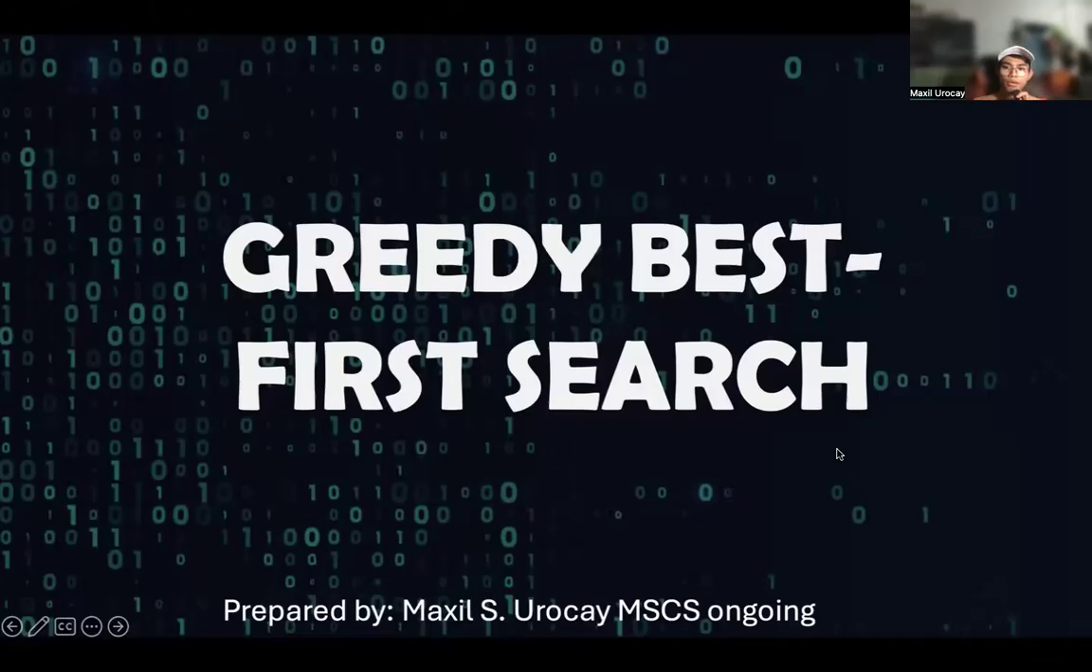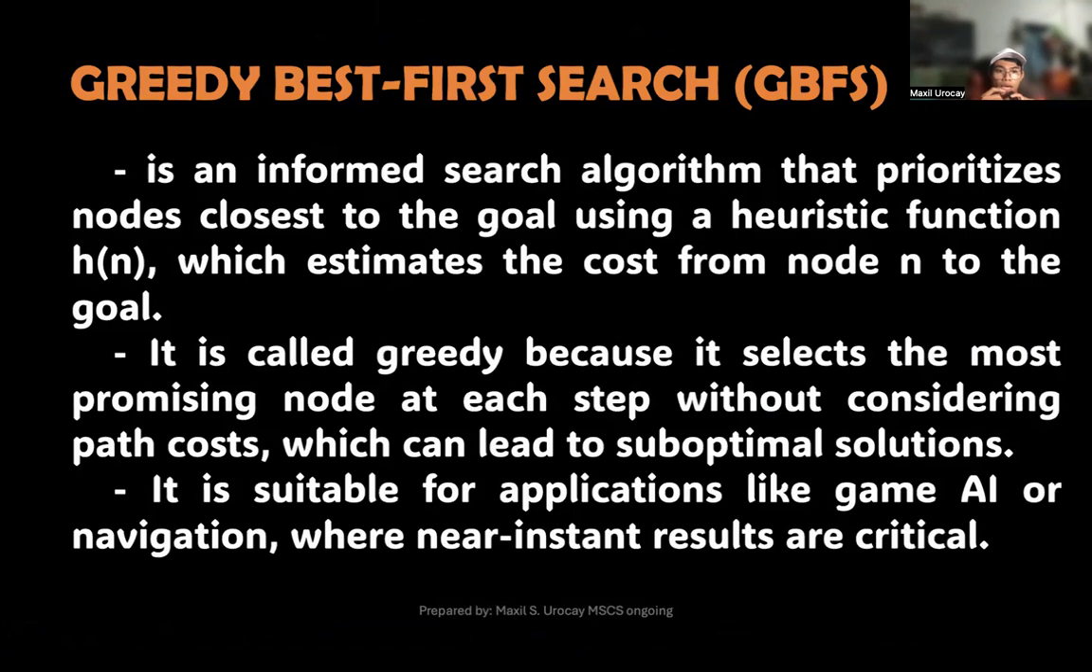Hello, this will be another video for greedy best first search, or GBFS. It is technically an informed search algorithm that prioritizes nodes closest to the goal using a heuristic function h(n), which estimates the cost from node n to the goal. It is called greedy because it selects the most promising node at each step without considering path cost, which can lead to suboptimal solutions.